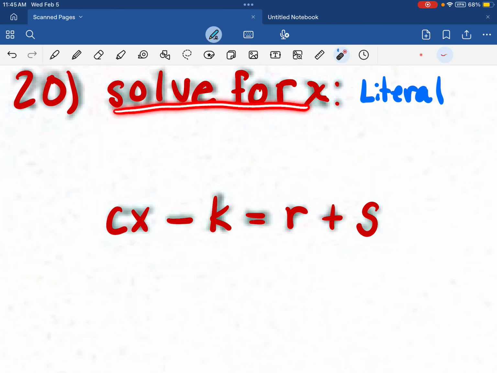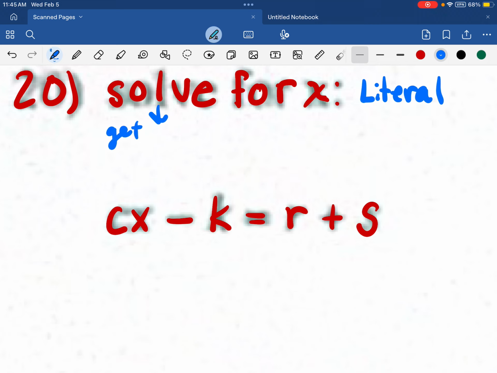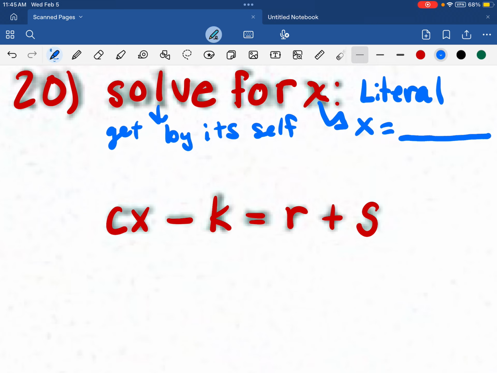This equation is asking me to solve for x. When I solve for something, what that means is to get it all by itself. Get it by itself. Okay? I will know that I'm done with this problem when I have x by itself, meaning when I have x equals blah, blah, blah, blah, blah, then I will be done. I'll know I'm done because I have x all by itself.